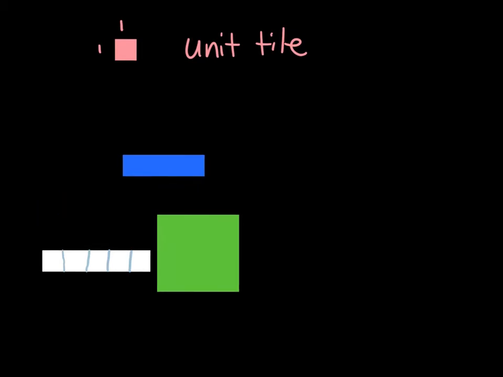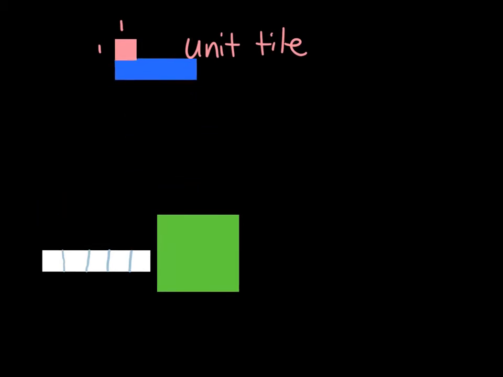Okay, I want us to start with this smaller pink square. And that's what we're going to call a unit tile. And the reason that's called a unit tile is because we're going to say on each side it is 1 unit wide. For our next tile, we're going to look at the blue one.